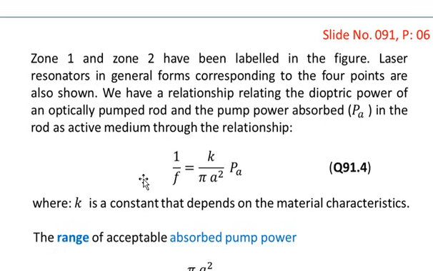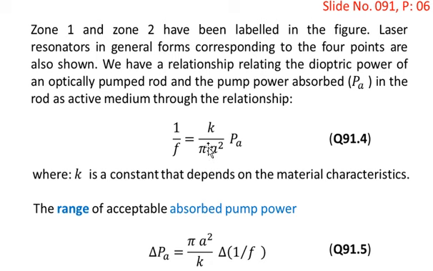And the relationship between these two quantities, that is the dioptric power of the lens and the power absorbed in the active medium, is through the constant K over pi A square, where you know that A is the radius of the optical rod, and the rest of the quantities are clear, where K is a constant that depends on the material characteristics.